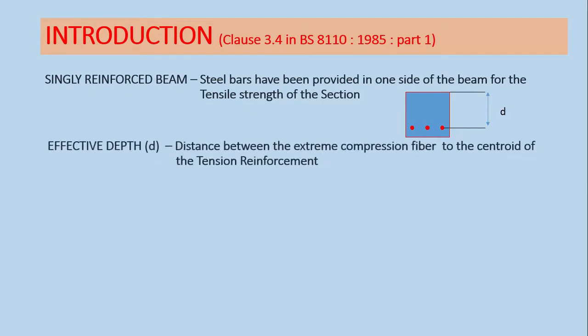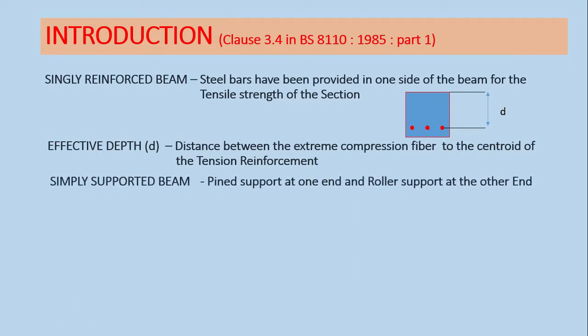And also you should know about the effective depth. What is called effective depth? Actually, effective depth is the distance between the extreme compression fiber to the centroid of the tension reinforcement. That means from the top of this compression fiber to the centroid of this steel area. You can easily see in this figure, this is called D. It is effective depth.